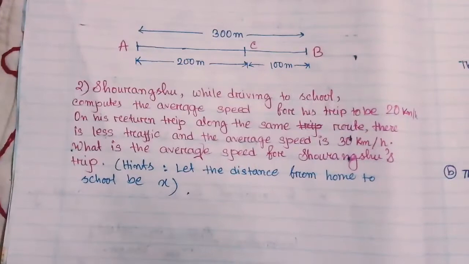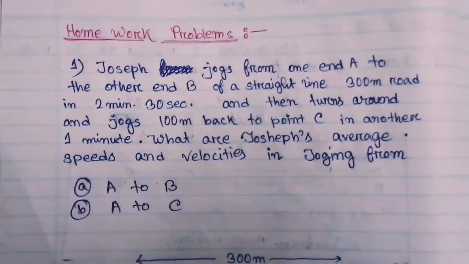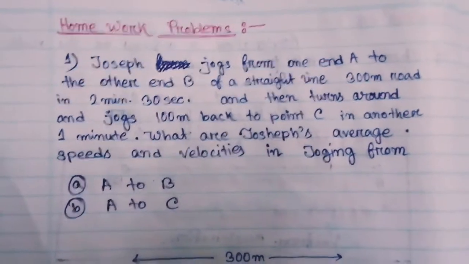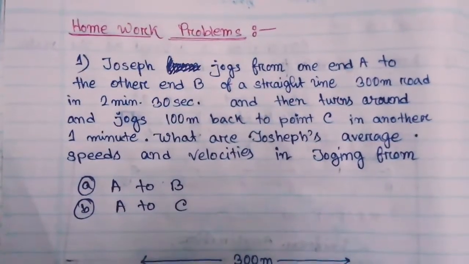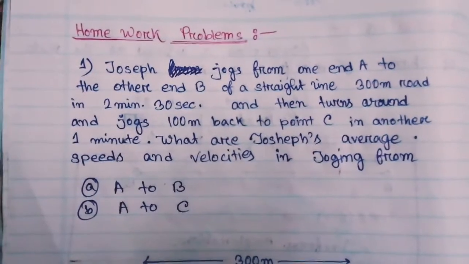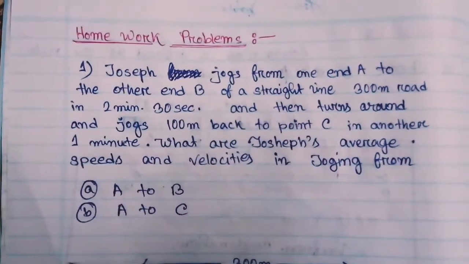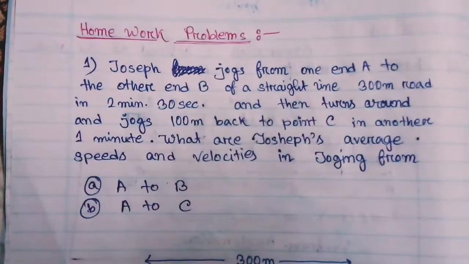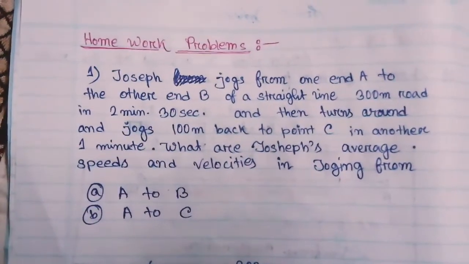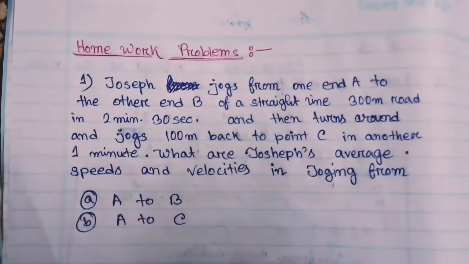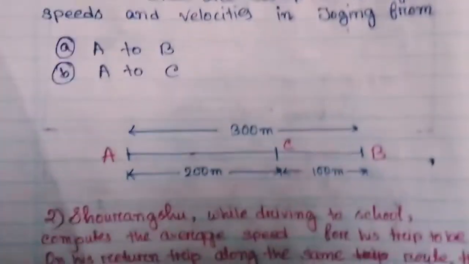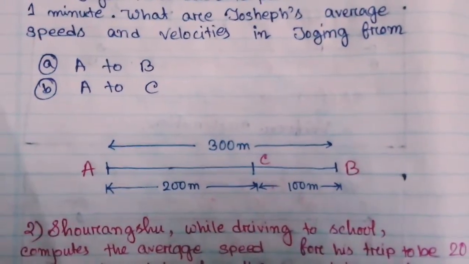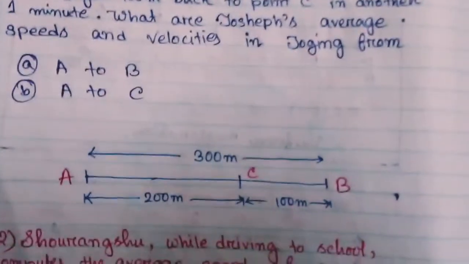You can take the screenshots from here and see the first. I'm reading the first example. Joseph jogs from one end A to the other end B of a straight 300 meter road in 2 minutes 30 seconds, and then turns around and jogs 100 meter back to point C in another 1 minute. What are Joseph's average speed and velocity in jogging from A to B and A to C? So this is the figure. From A to B and A to C, you have to calculate the velocity and the speed.